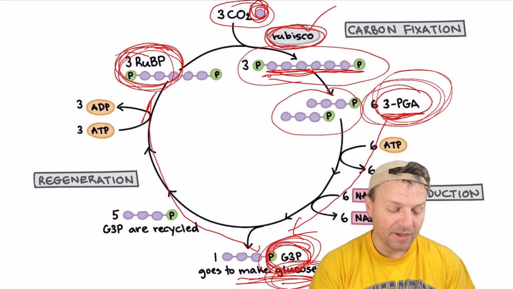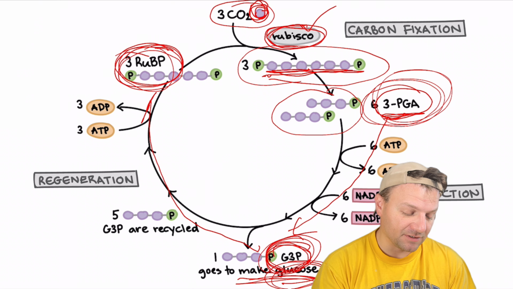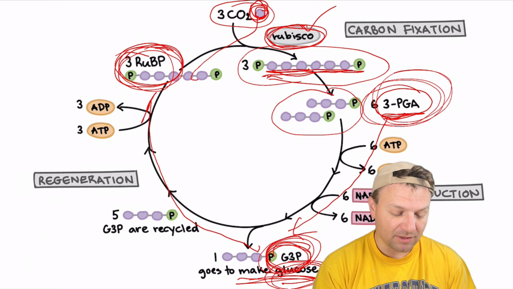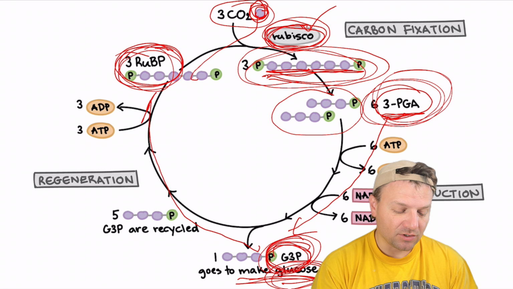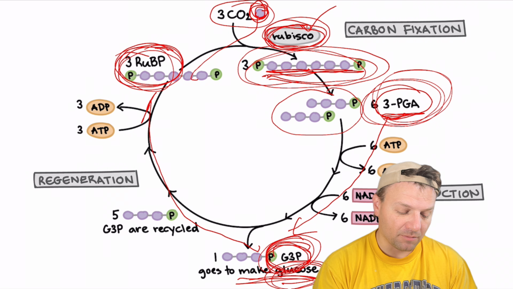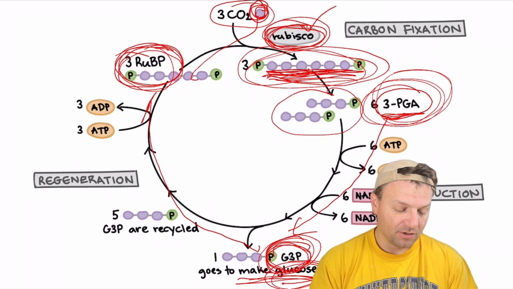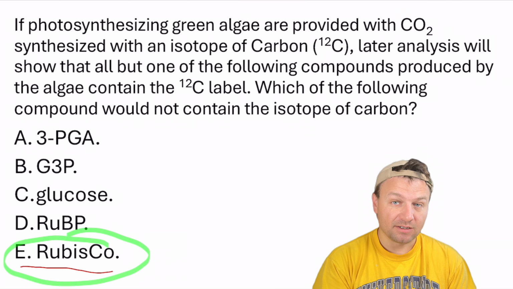Rubisco is that special enzyme that takes this carbon dioxide and fixes it within this RuBP to make this 6-carbon molecule. So again, even though Rubisco interacts with this cycle, it's not actually going to be made of these carbon strands or this carbon backbone that all of these other molecules are. So that's why E is the right answer.